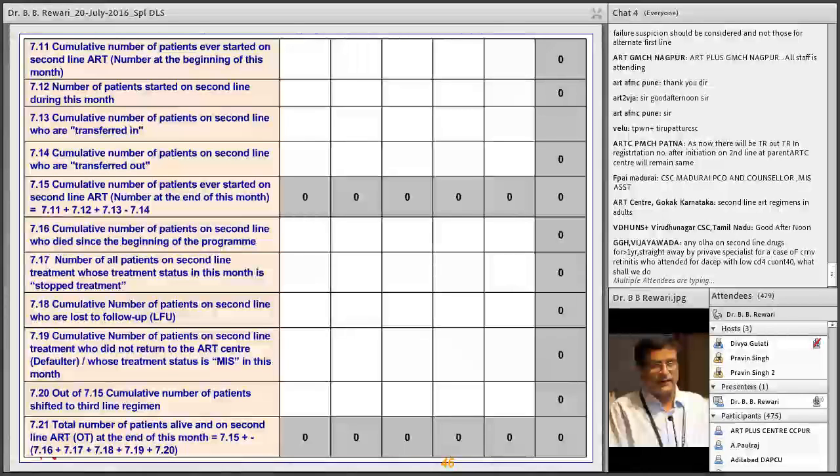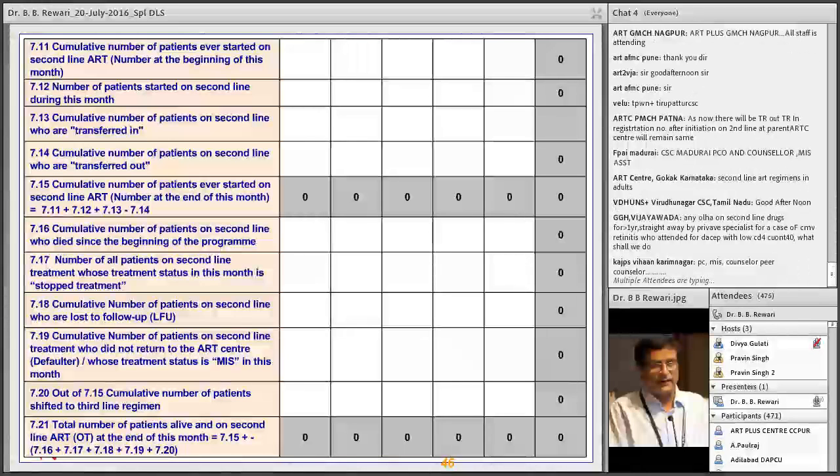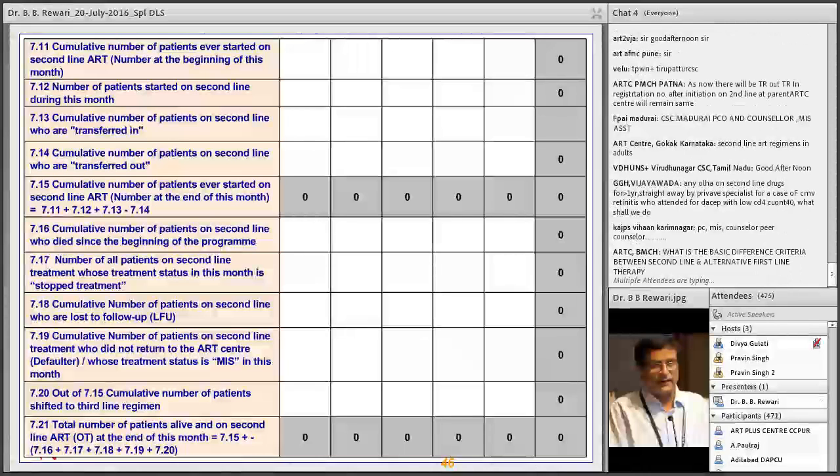Any PLHIV on second line drugs for more than a year, started by a private specialist, a case of CMV retinitis who attended with a low CD4 count, what shall we do? If he is already on second line for more than one year, you don't have to change the regimen. He continues on the same regimen, which is available in our program. If it is not available in our program, then we have to take the consent of the patient that I am ready to take the regimen which is available in the program, as my present regimen may not be available in the program. It has to be a written consent from the patient.